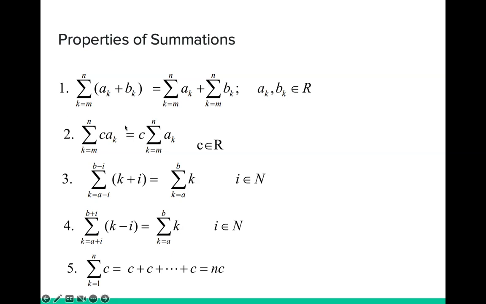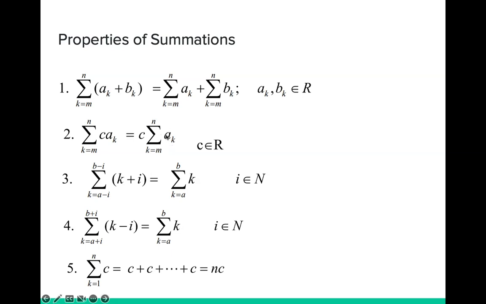Now, another property of the summation is, suppose we have a summation of k equals m to n of c times a sub k, where c is a constant, a real number. What we can do is take the constant out of the summation, and so then we have the constant times the summation of k equals m to n of a sub k.